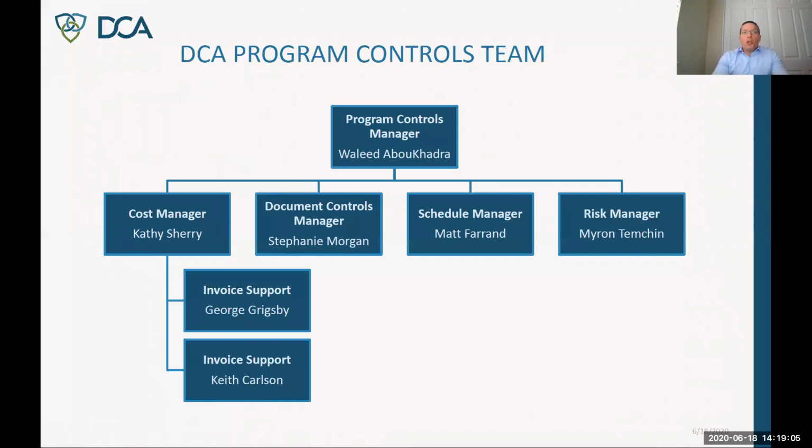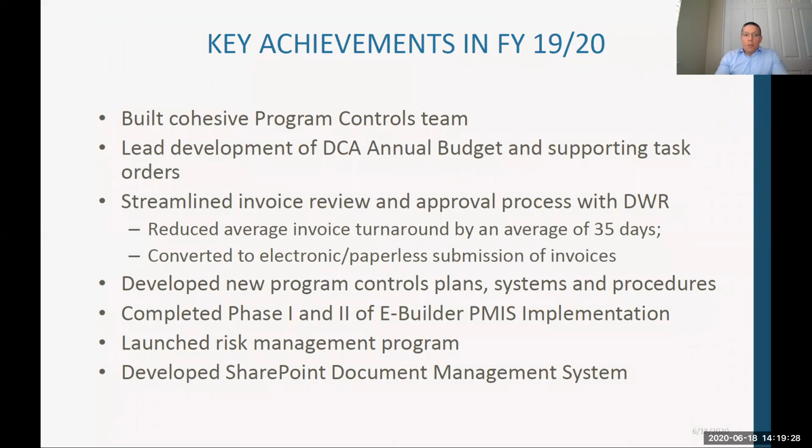This slide shows the organizational structure of our current program controls team. We have 6 team members that cover cost, schedule, risk, and document management. Those are really the core functions of program controls. As the program grows, staff will be added as appropriate to support the program organization. Next slide, please.